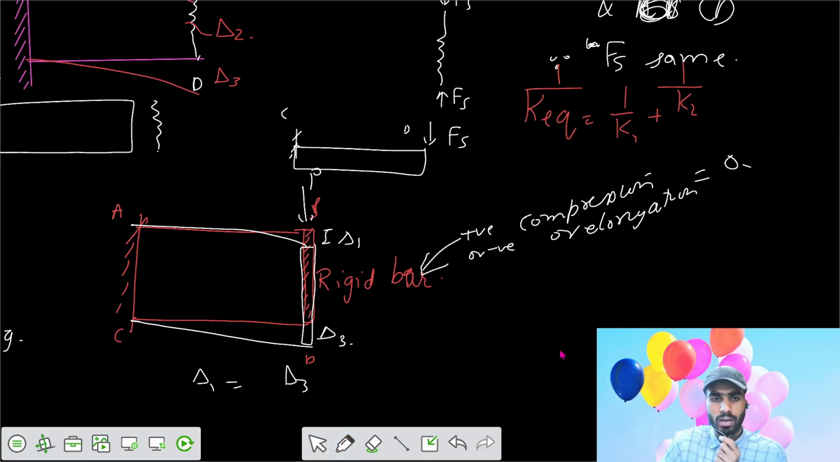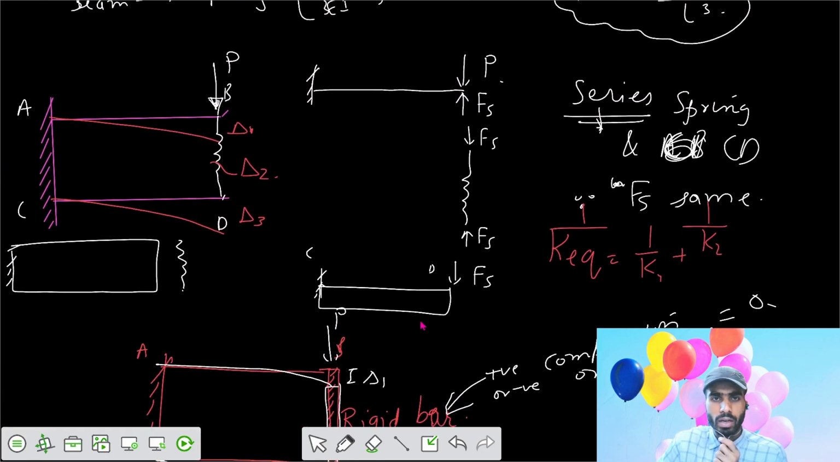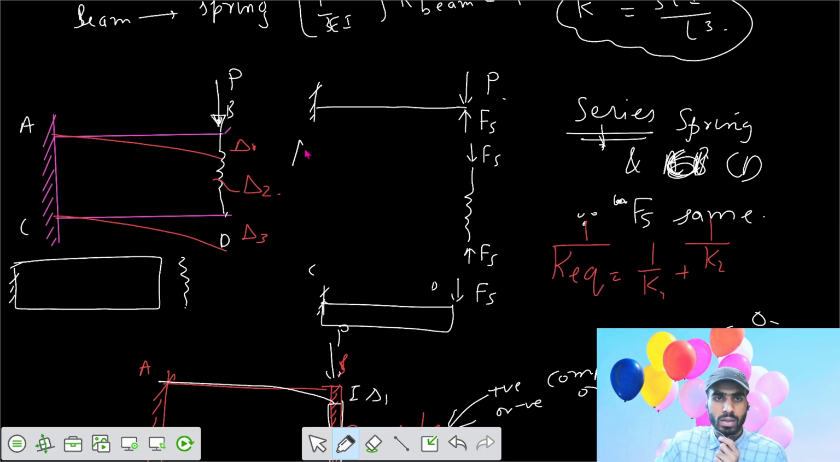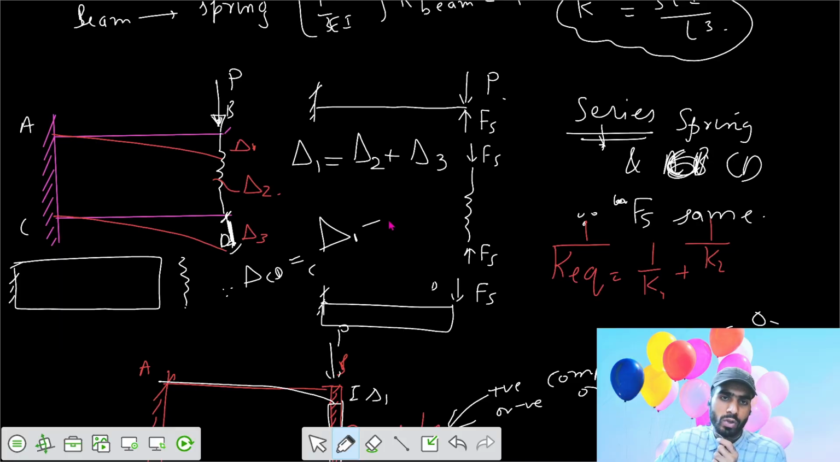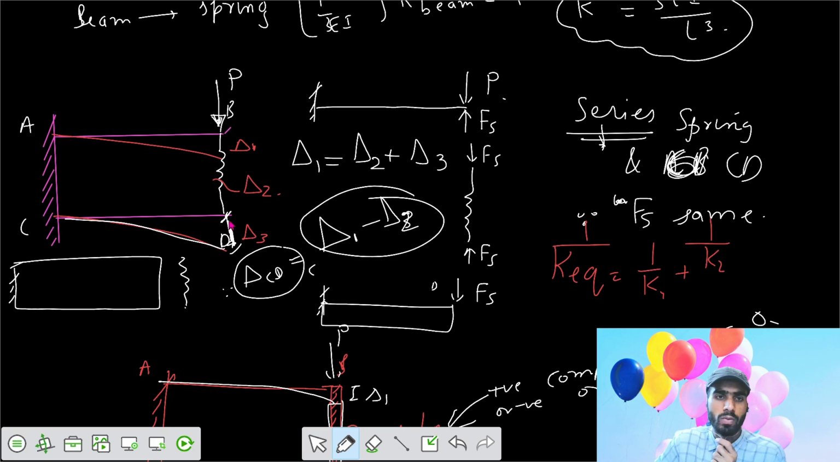In this manner, we can say that your delta 1 has to equal the compression in your spring, delta 2, plus the deflection of beam CD. That means the deflection in CD is only the amount of how much AB gets deflected and how much the spring gets compressed. That's how much CD was going to go downwards.